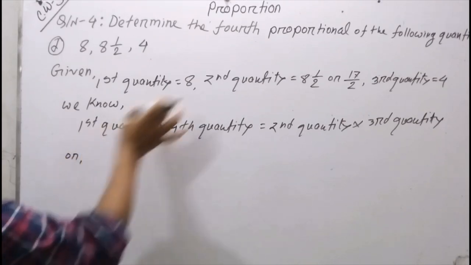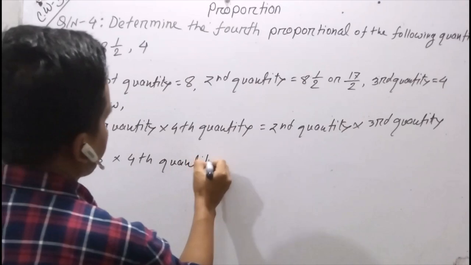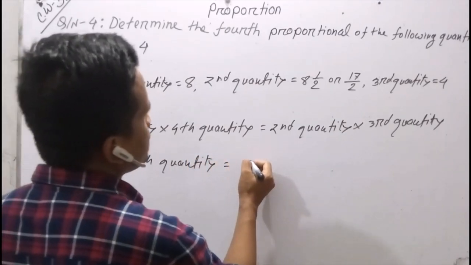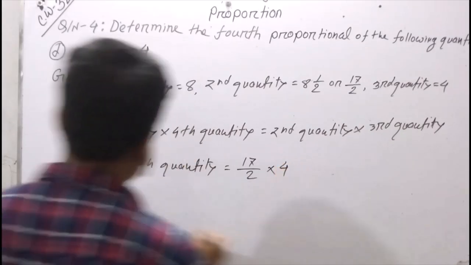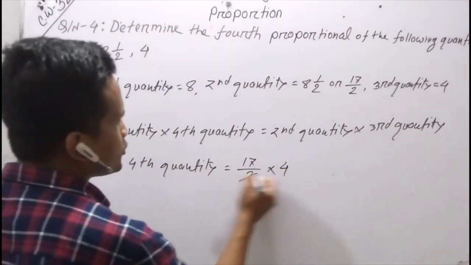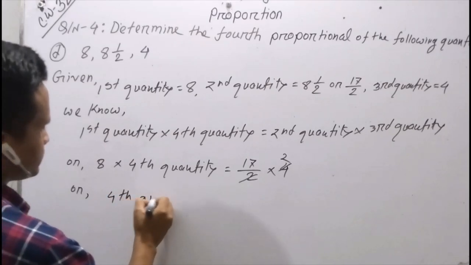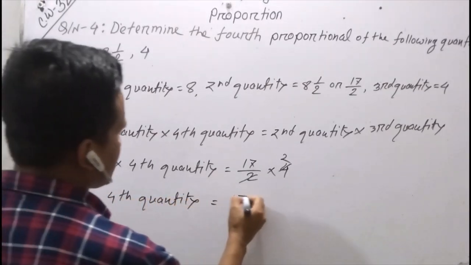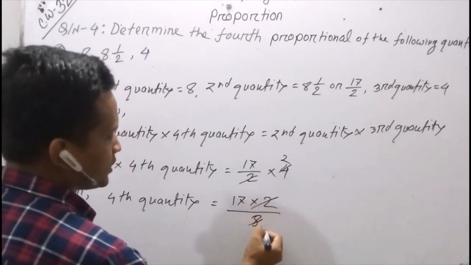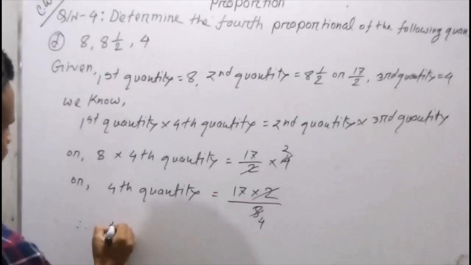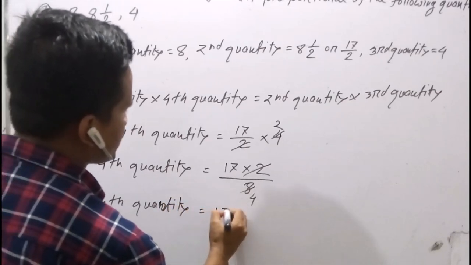So now write the first quantity, which one? 8. Just write 8, and you have to find the fourth quantity. And the second quantity is 17 by 2. And the third quantity is 4. We can cut this one, 2 fours are 8, right? So 17 into 2. The fourth quantity is equal to 17 into 2. This 8 we take to the other side, it will be division, so write 8. So 4 twos are 8. So the fourth quantity is equal to 17 by 4.